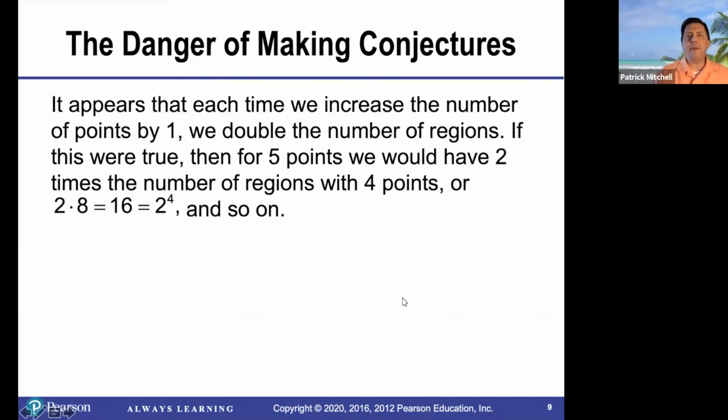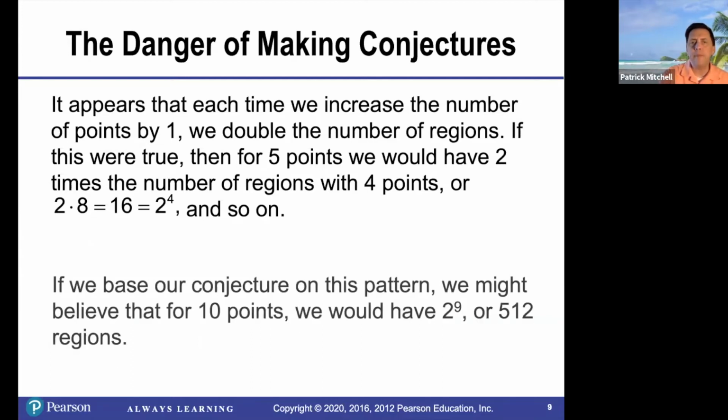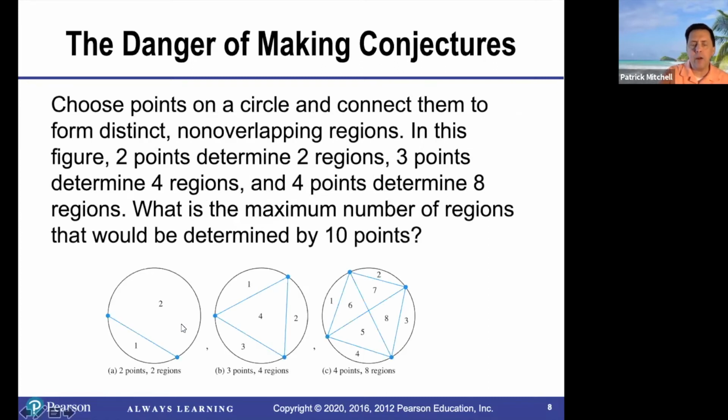Again, it appears that each time we increase the number of points by 1, we double the number of regions. If this were true, then for 5 points, we would have 2 times the number of regions with 4 points, which would be 16, and so on. If we base our conjecture on this pattern, we might believe that for 10 points, we would have 2 to the 9th power, which is 512 regions. Going back to the picture, 2 to the 1st power is 2, 2 to the 2nd power is 4, 2 to the 3rd power is 8. So it's 2 to the power number of points minus 1.